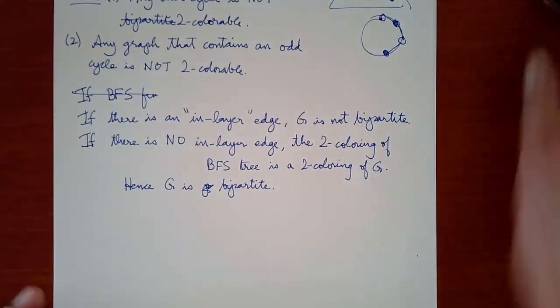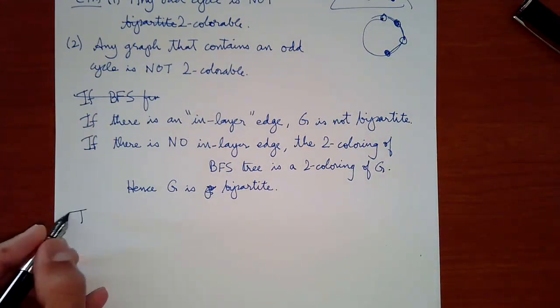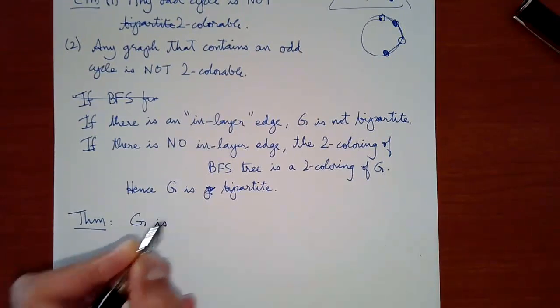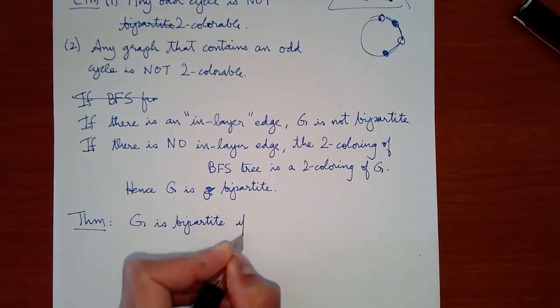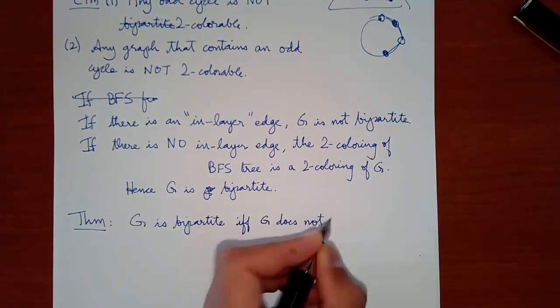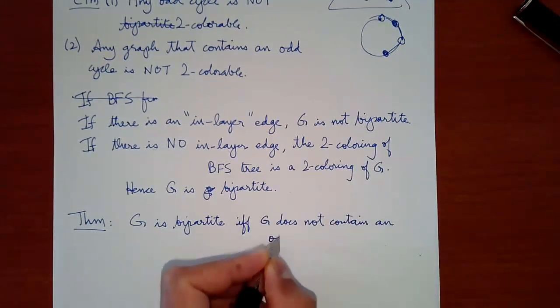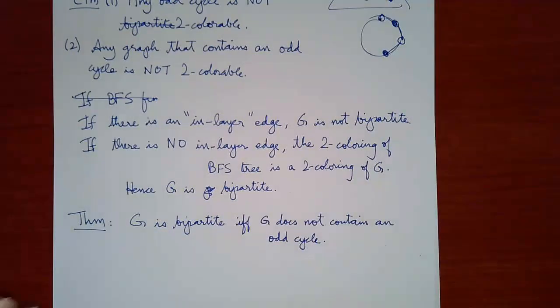If you just stick with this for a bit, you can actually prove the following theorem. This is a theorem in graph theory, that G is bipartite if and only if G does not contain an odd cycle. If you think about it, that's not an easy theorem to prove by itself. But if you just run BFS, then this argument gives you the proof.